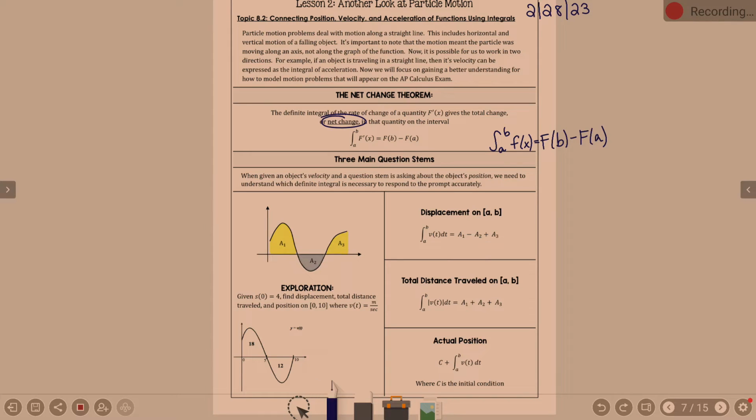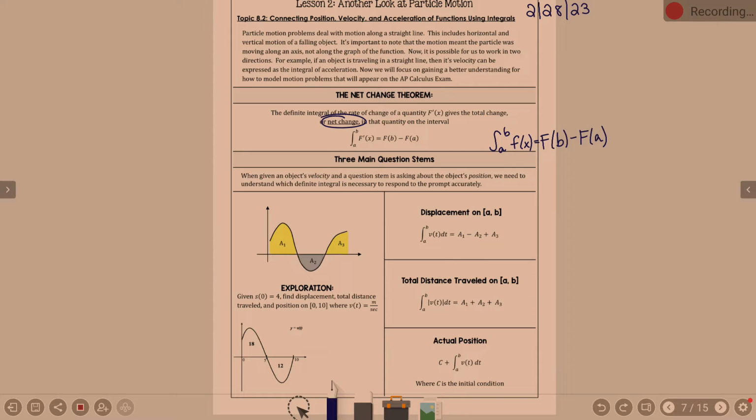Okay. We're going to do a lot of word problems, okay? A lot of thinking through that way. Three main question stems. So, in other words, as we think ahead to what you are going to see on the AP, okay? When given an object's velocity and a question stem is asking about the object's position, we need to understand which definite integral is necessary to respond to the prompt accurately. In other words, what are they wanting? Are they wanting displacement? Are they wanting total distance? Or are they wanting actual position? Okay. All three can be done with an integral, but what are they asking?